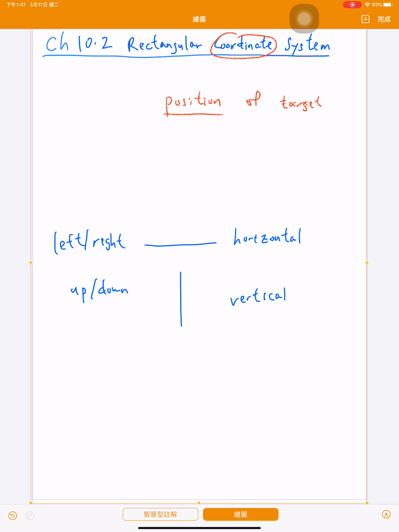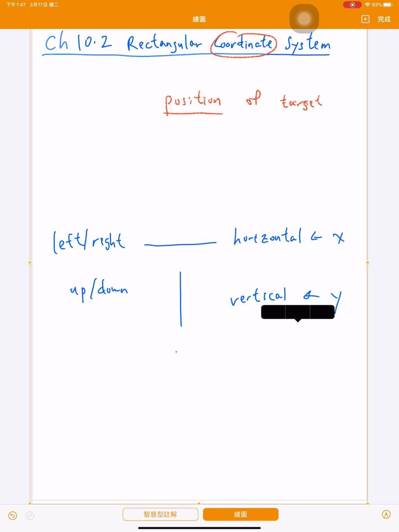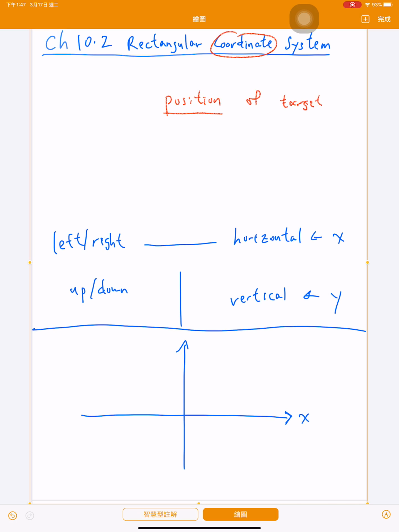So you can see we have 2 ways to represent the position. So that fulfills the condition of what we learned in 10.1. That is, we can use an ordered pair to represent the position. For example, this horizontal, we use X to represent. The vertical, we use Y to represent. Then we can use the coordinate system in this way. First of all, we can draw 2 arrows. For the horizontal one, we mark it as X. For the vertical, we mark the Y here.